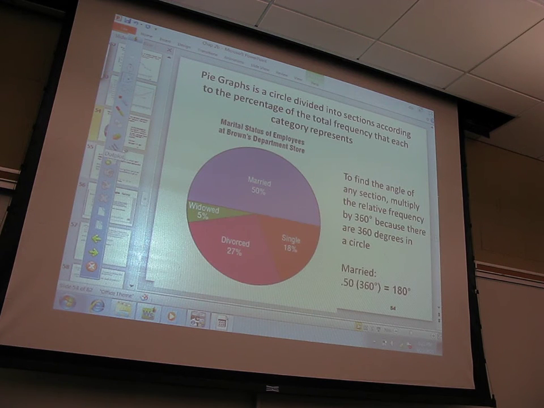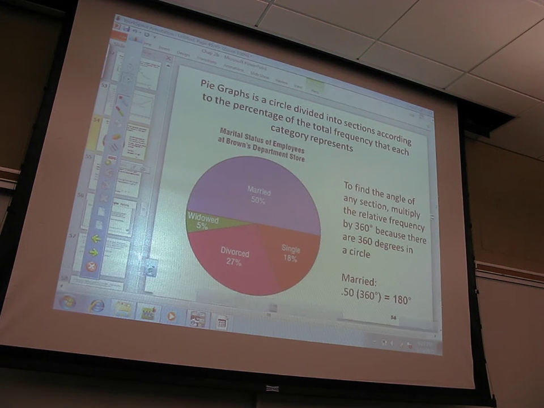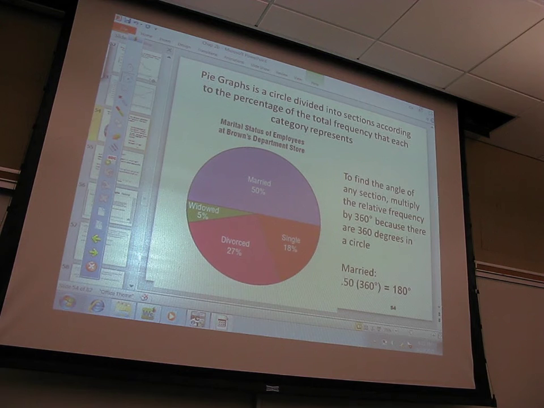And then we have pie graphs. All right, so a pie graph is where you take a circle, a pie, and you divide it into sections. And the amount that's in each section is proportional to the total amount in that class. Right? How do you figure out how many degrees are in each one?